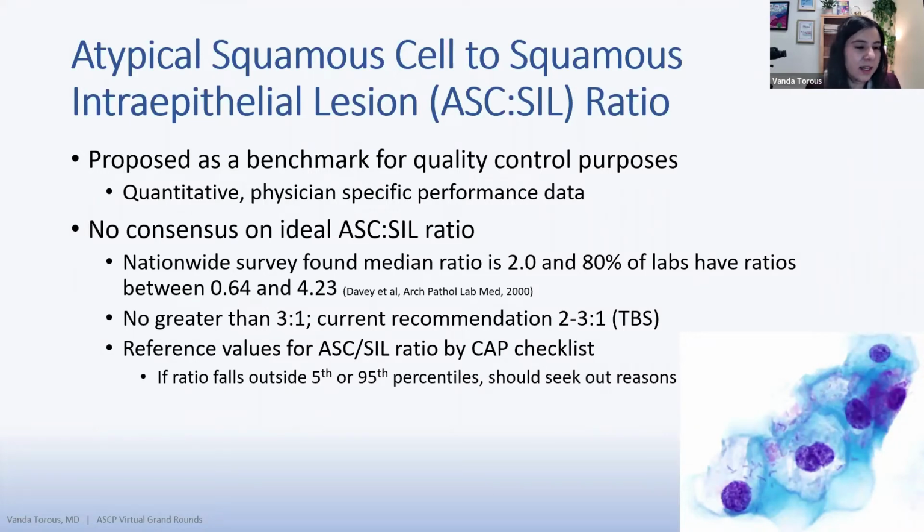So ASC-to-SIL. The reference values for the ASC-SIL ratio are specified by the CAP checklist. Generally, if the ratio falls outside the 5th or 95th percentiles, that's when we should start looking for reasons why.